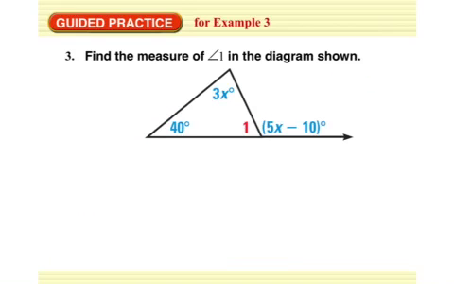Alright, so try this one on your own. Find the measure of angle 1 given the following information. So this one's asking you for the measure of angle 1. So see what you think it would be, work it out, and I'm just going to go ahead and give you the answer. So pause the video and see if you can try and solve this. The measure of angle 1 is 65 degrees.